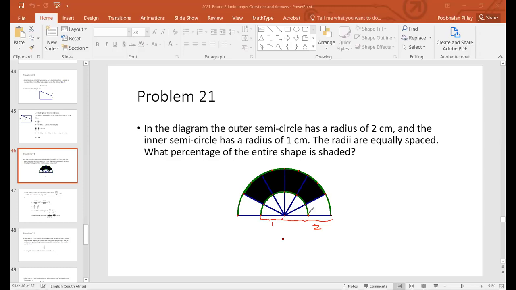So you draw a semicircle here and you draw another semicircle. And this semicircle is divided up into several pieces, pizzas.